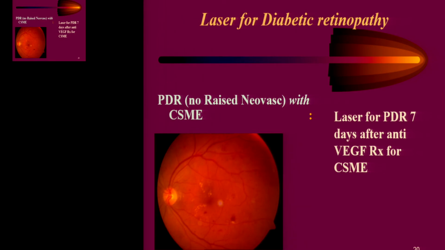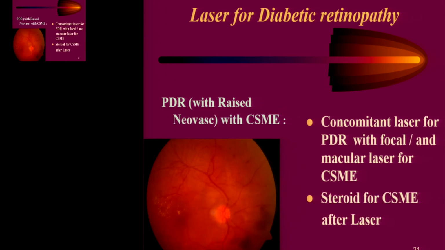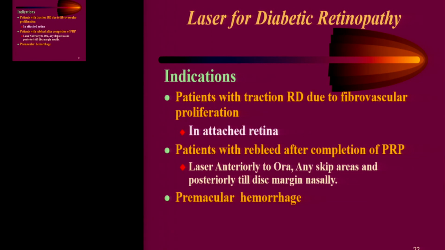If it's surface neovascularization, anti-VEGF plus laser. If it is raised neovascularization, steroids after you finish the laser. I'm just completing 2 more slides. Also in patients with traction RD, if you can get laser into the attached components of the retina, the results of vitrectomy become better, and the vitrectomy per se becomes an easier procedure. In patients who have a rebleed after your initial completion of PRP, go anteriorly right up to the ora, cover any skip areas, and also posteriorly up to this margin.